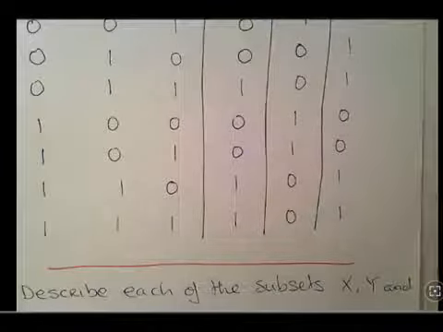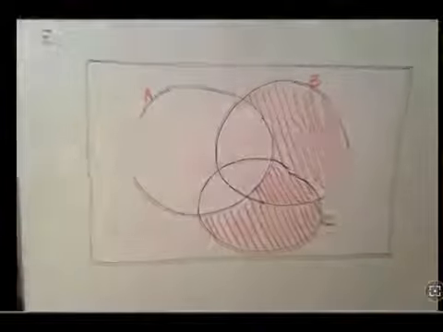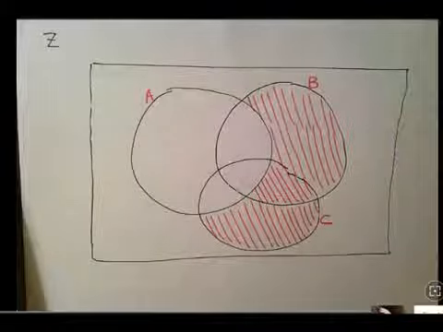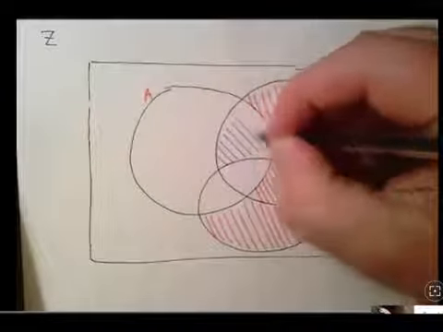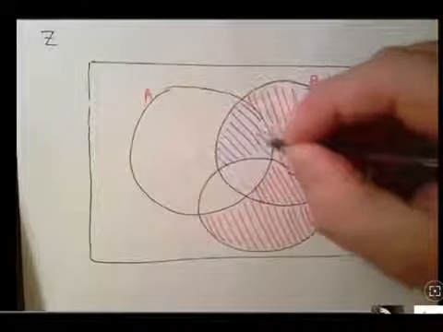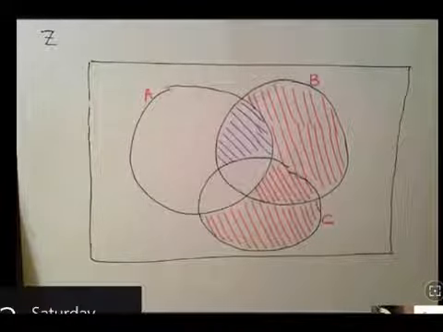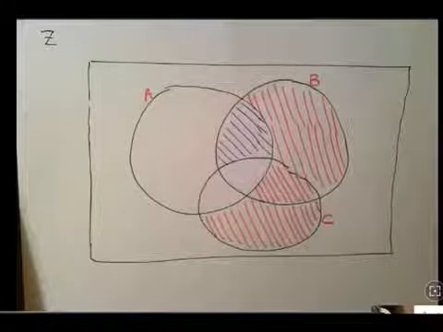So let's look at the last 2. A and B, but not C. 110. A and B, but not C. I'm going to fill that one in here like this. A and B, but not C. And then the intersection of all 3.